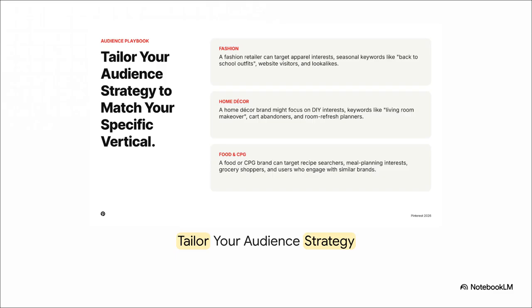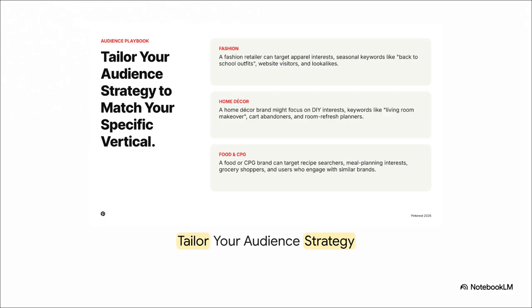So how do we put this together? Let's tailor an audience strategy using a real-world playbook. Take a home decor brand, for example. You wouldn't just use one of those tactics, right? You'd combine them. You might target DIY interests to capture those early planners, then you layer in specific keywords like living room makeover for the active searchers. Finally, you would target your cart abandoners and room refresh planners.